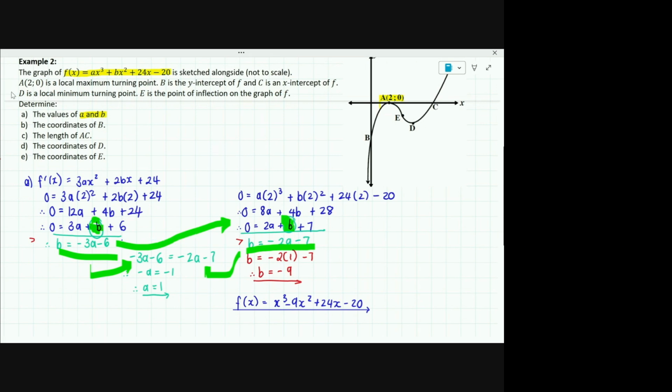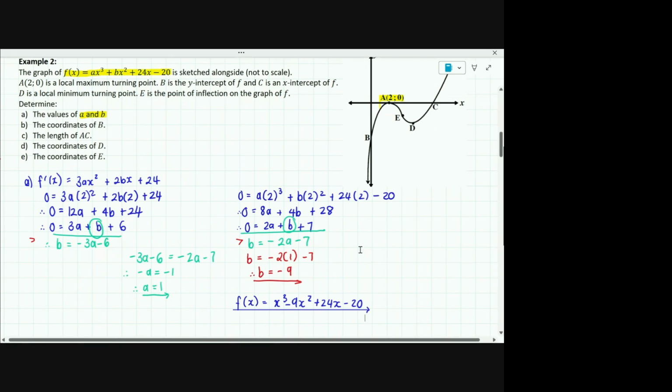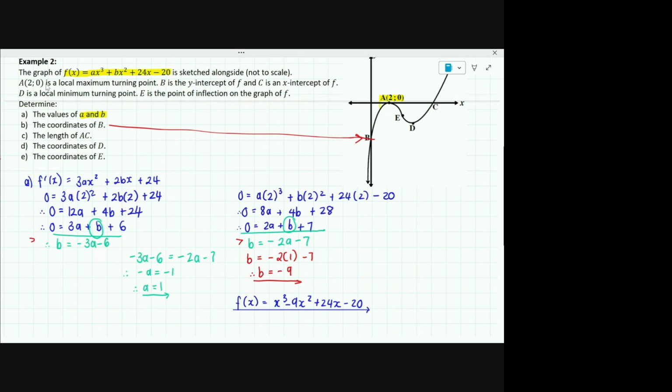All right, but now we've got our equation of our cubic, and so what that means is we can now hopefully go and get the rest of these answers. So question B asks for the coordinates of B. Who can tell me what is special about point B? What is it to the function? If you're not too sure, read the information again. What does it say point B is?